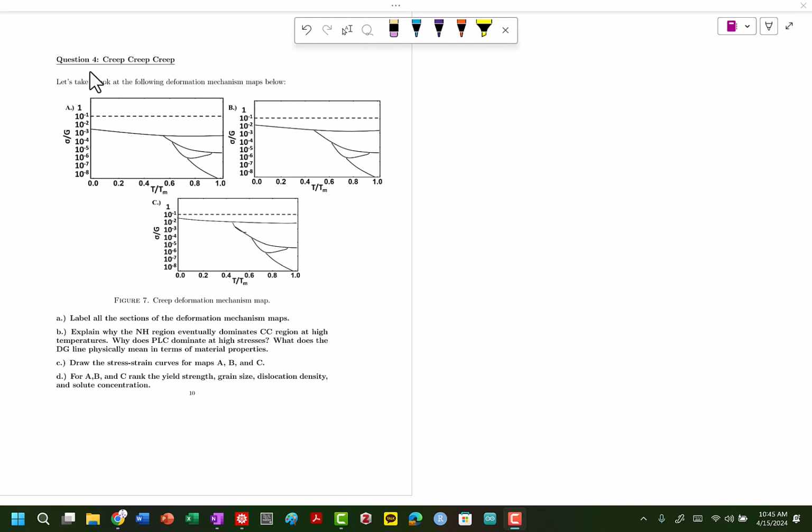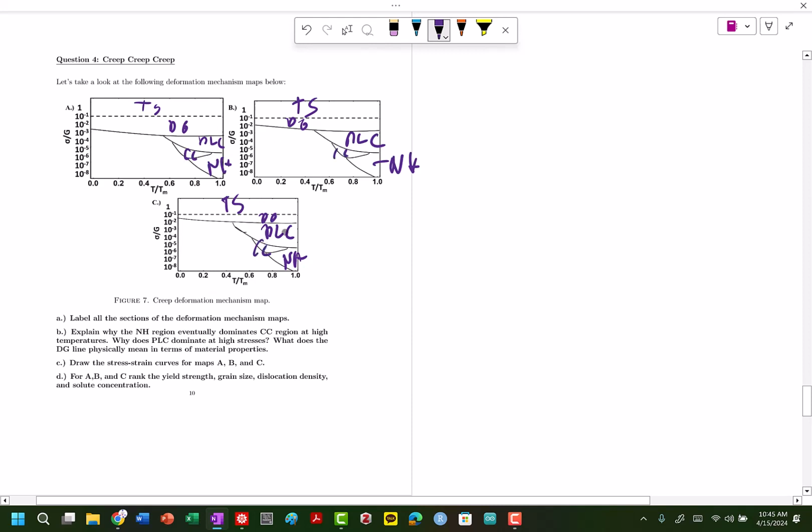All right, everyone, we're on the last problem of our exam 2. So let's look at the deformation mechanism maps. Let's label the sections. This is going to be TS, TS, DG (dislocation glide), PLC, PLC, DG, PLC, NH, NH, NH, CC, CC, CC.